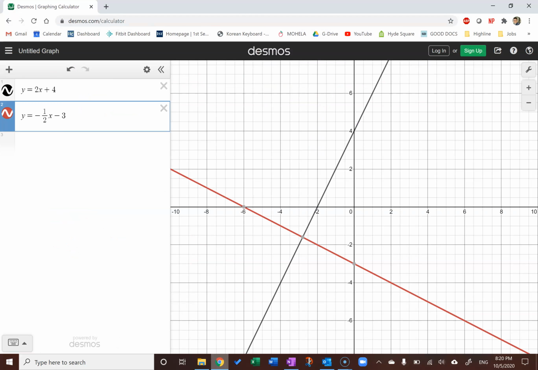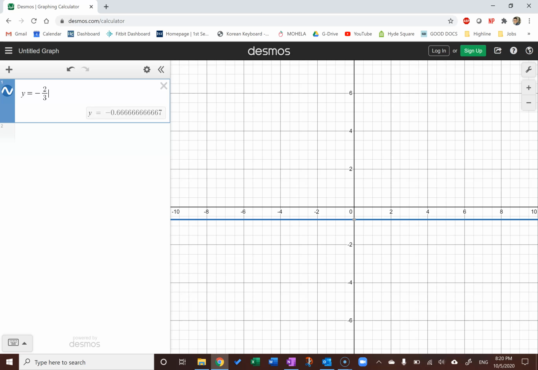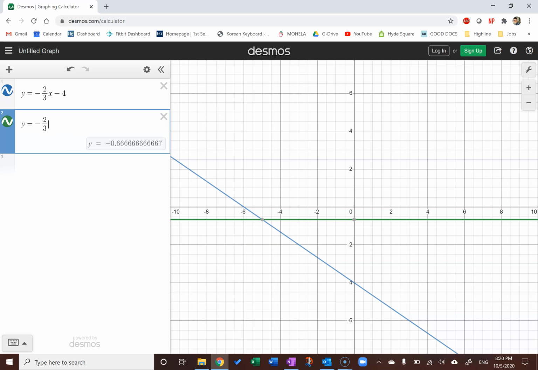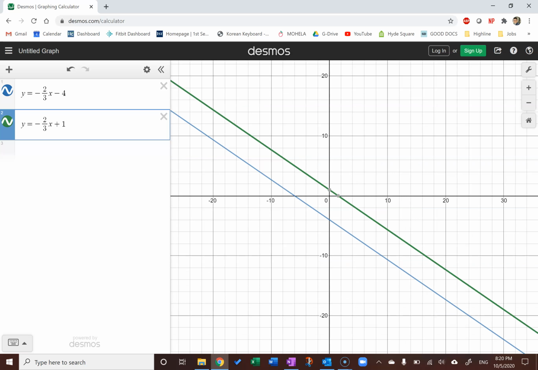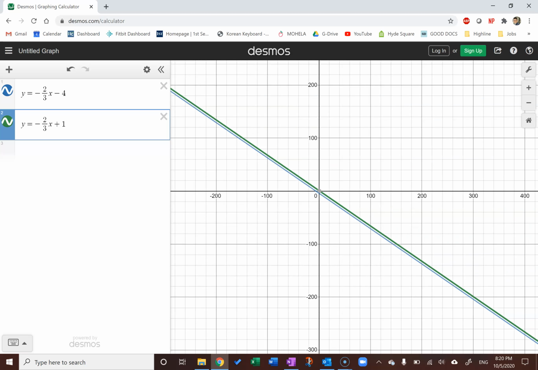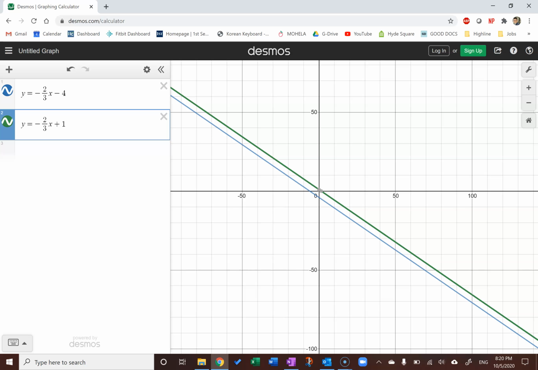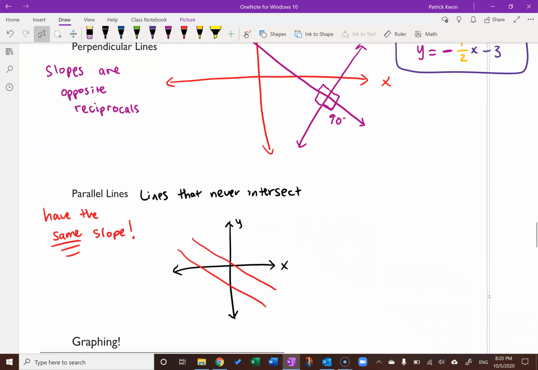If you don't believe me, let's go back to Desmos, this wonderful graphing utility, and let's plug in y equals negative 2/3 x minus 4, and then let's do another one, y equals negative 2/3 x plus 1. Notice that even as I zoom out, these lines will never intersect. At some point it'll look like they intersect because I zoomed so far out, but trust me, they have the same slope, they will never intersect, so these two lines are parallel.